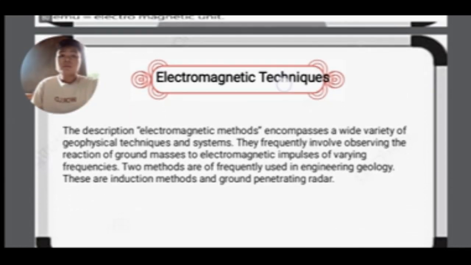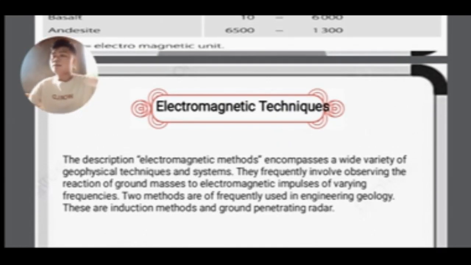So let's proceed to electromagnetic techniques. The term electromagnetic techniques applies toward techniques which use low frequency induction. The description of electromagnetic methods encompasses a wide variety of geophysical techniques and systems. They frequently involve observing the reaction of ground masses to electromagnetic impulses of varying frequencies.